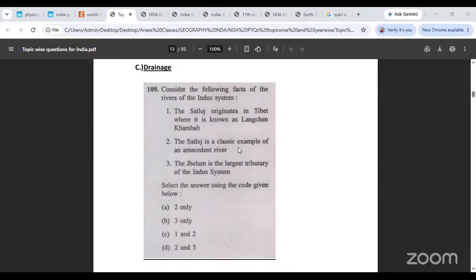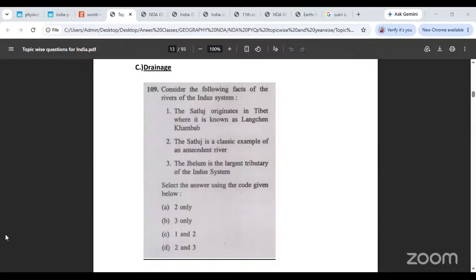Correct. Back to the question. Consider the following facts of the rivers of the Indus system. First, the Satluj originates in Tibet, where it is known as Langchen Khamba. Satluj is a classic example of an antecedent river, and Jhelum is the largest tributary of the Indus system. Okay, we are saying Jhelum is the largest tributary of the Indus system.